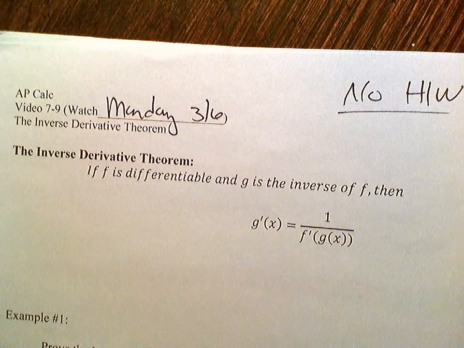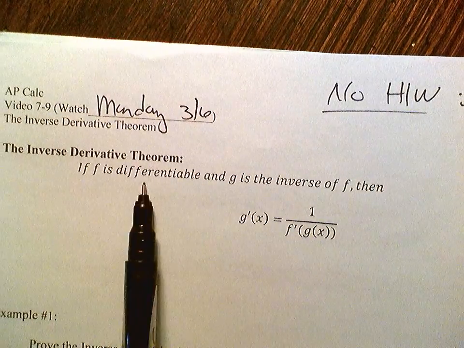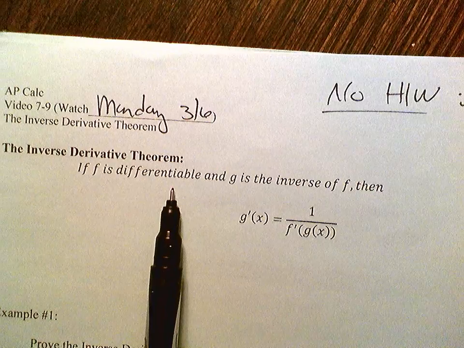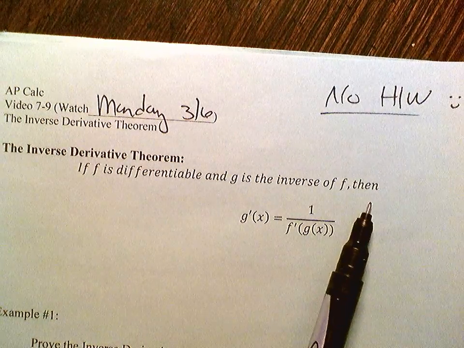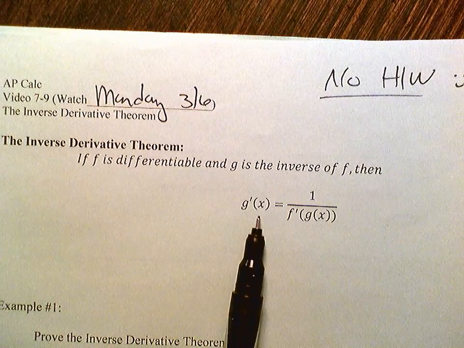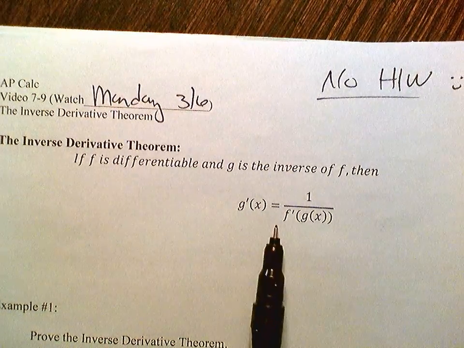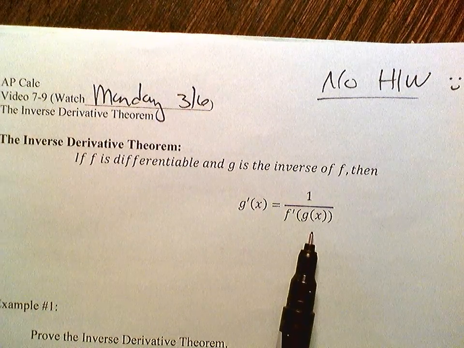So here it is, and this is a formula to be memorized. If f is differentiable, meaning that its derivative exists, and g is the inverse of f, then g prime of x is equal to 1 over f prime of g of x.